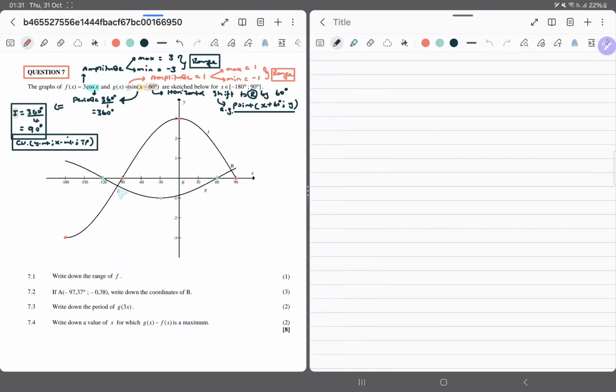Then of course we've got those 2 points of intersection, not a big deal. This is where the two graphs are equal. Can you see, once you understand the graph, and of course pay attention to the domain in which this is drawn, this is from minus 180 degrees to 90 degrees. Now we can try to answer these questions as quickly as we can.